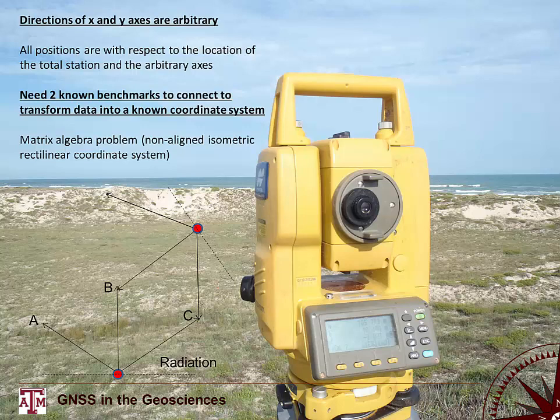The actual coordinate transformation process itself is a matrix algebra problem, with non-aligned isometric rectilinear coordinate systems. Don't worry, we won't have to worry about that. We won't be dealing with that. It's already set up in an Excel spreadsheet. So the total station surveys are typically done in a radial approach because you don't have to spend a lot of time breaking down equipment, moving equipment, and then resetting it up, recalibrating it, remeasuring the height, and inputting that information.